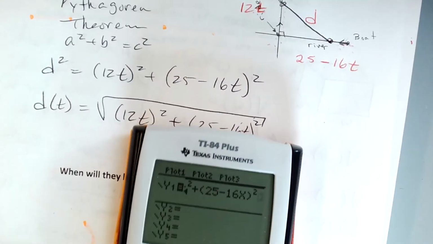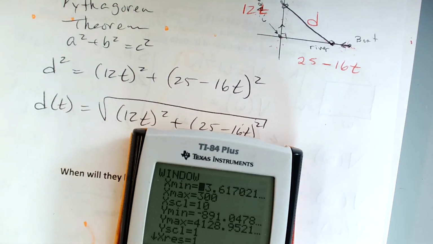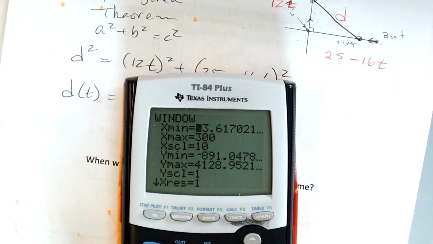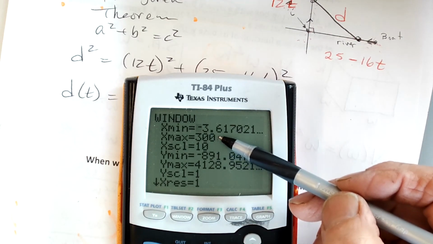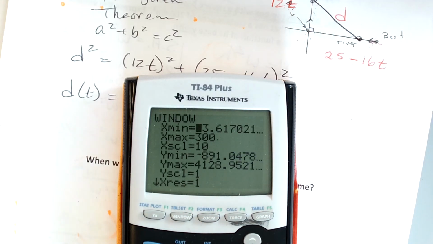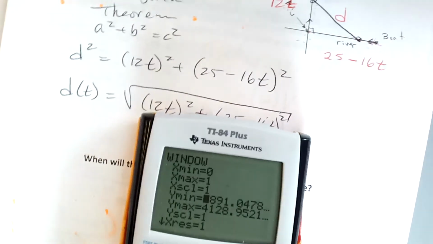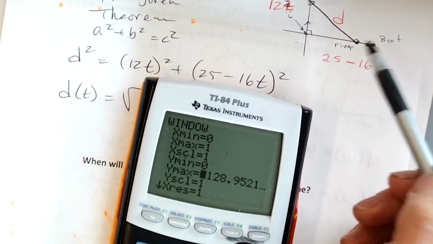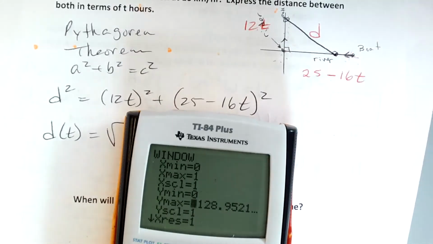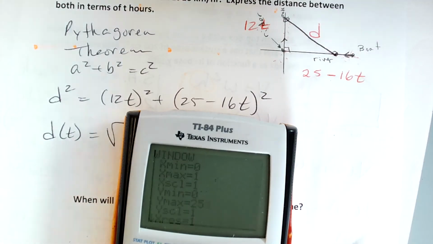Now my window on my calculator, because I've got to have a window. This window is crazy because this is like 300 hours. I mean, we're going hours, right? So I'm going to go from probably 0 to maybe 1 hour on my horse. Scales by 1. And then my minimum distance is 0, and the furthest it probably could be is 25. So I'll put that as 25, and I'll graph this, okay?